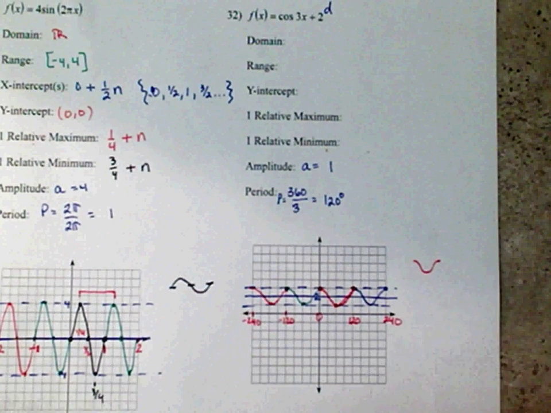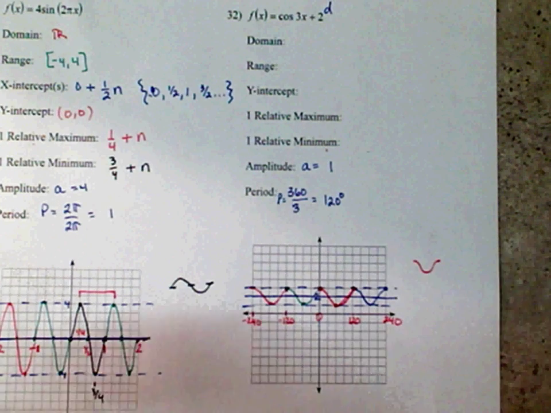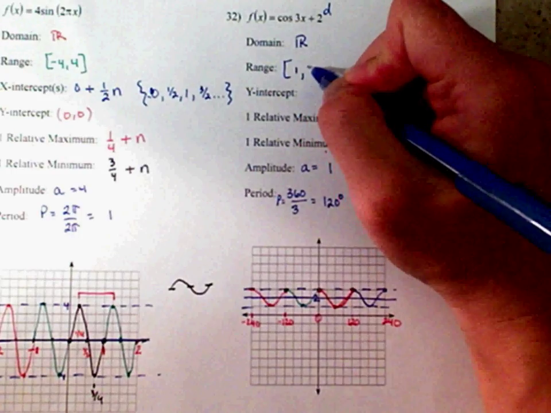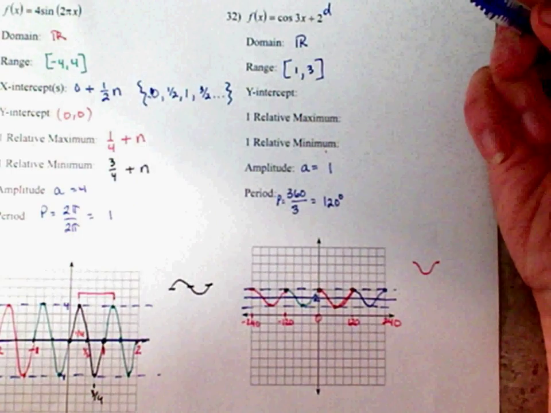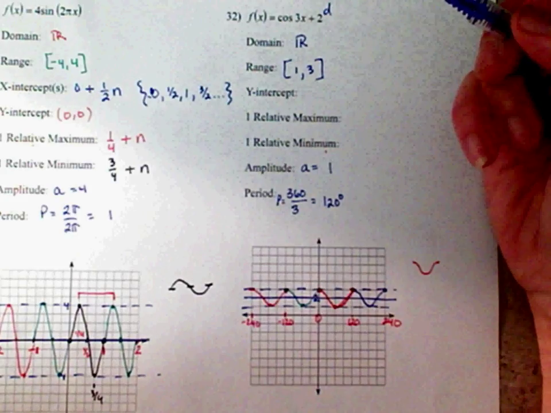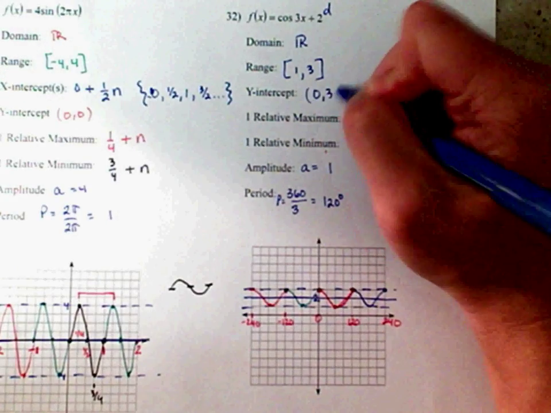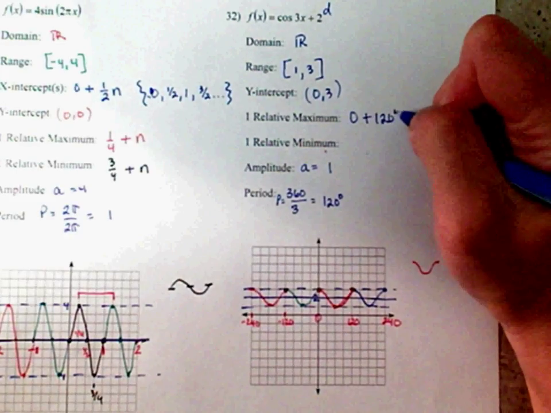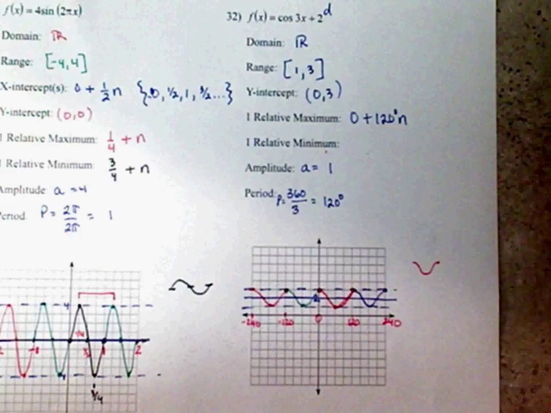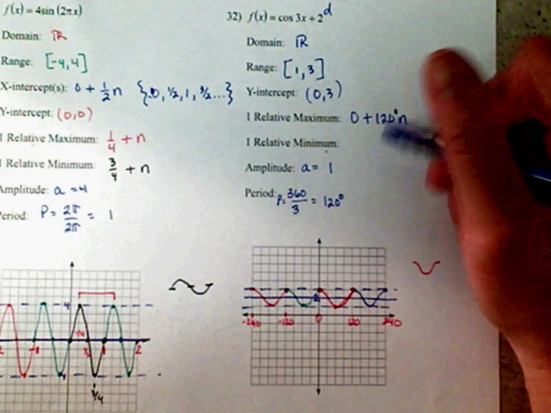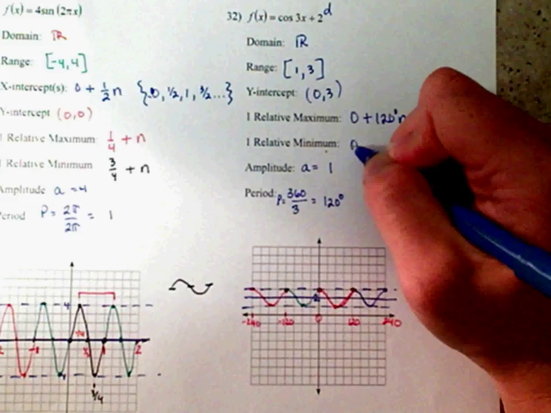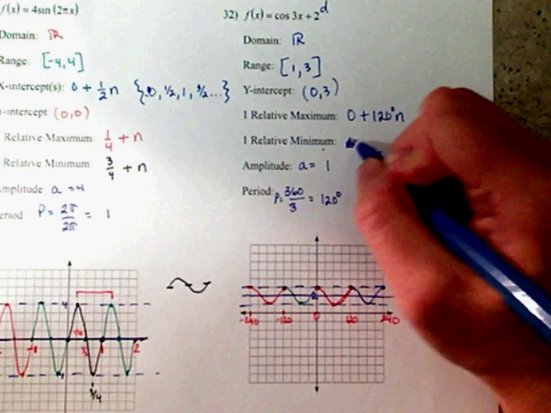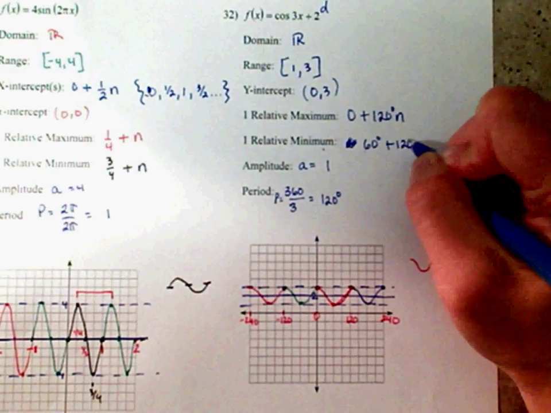Now let's go ahead and do our characteristics. Domain, all real numbers. Your range goes from 1 to 3. Y-intercept, I'm crossing the y-axis at (0, 3). Relative max, starting at 0 and increasing by 120 degrees every single time. Relative minimum, not 0. What is this? 60 degrees? And I'm increasing it by 120 degrees every single time.